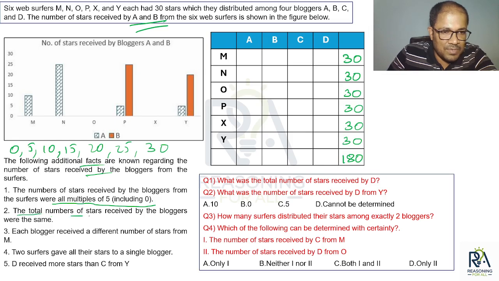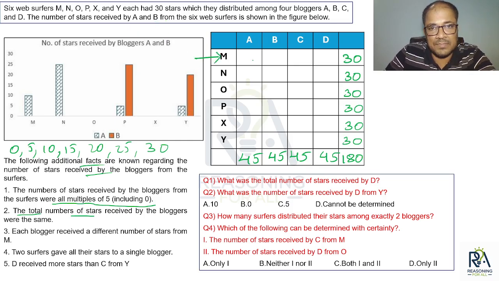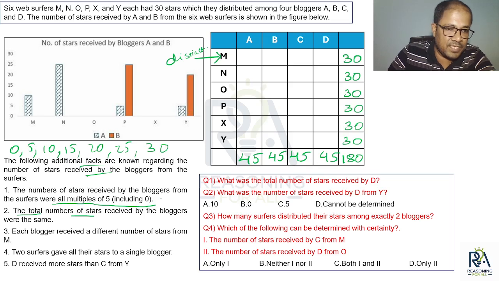The total number of stars received by the bloggers were the same. That means 180 divided by 4, which gets us 45 over here. Each blogger received a different number of stars from M. So from M, each of these bloggers is receiving a different number of stars. So this will be distinct, let's write that here.